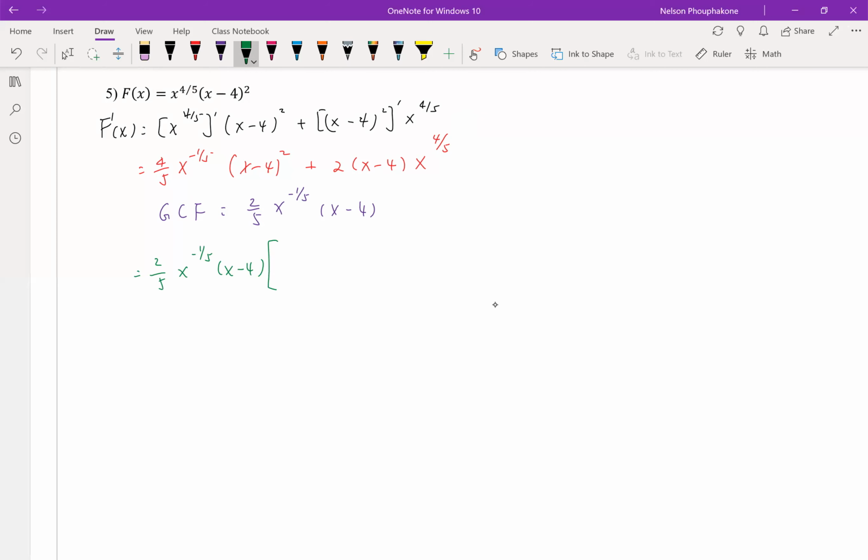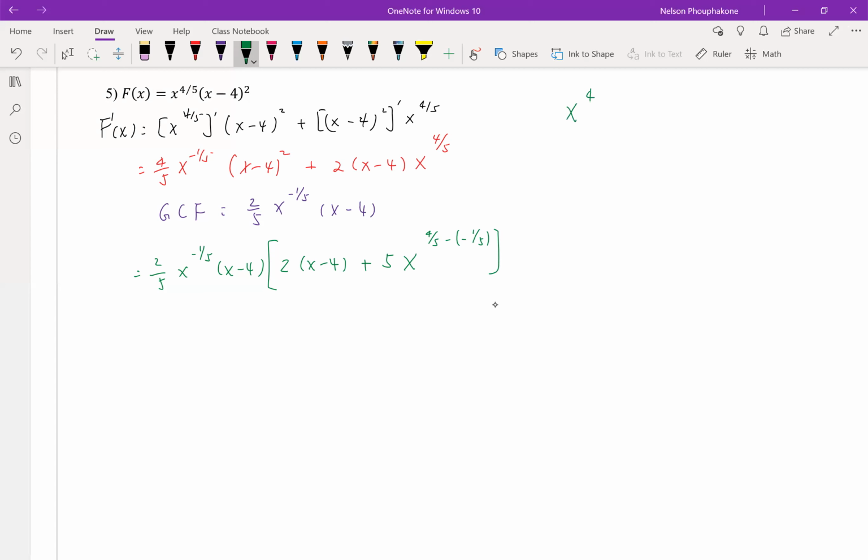Then, let's see. I will have 2, x minus 4, plus 5x to the power. The reason that we take this out is that we would like to subtract. If you don't know why we subtract the -1/5 here, then let's consider this.